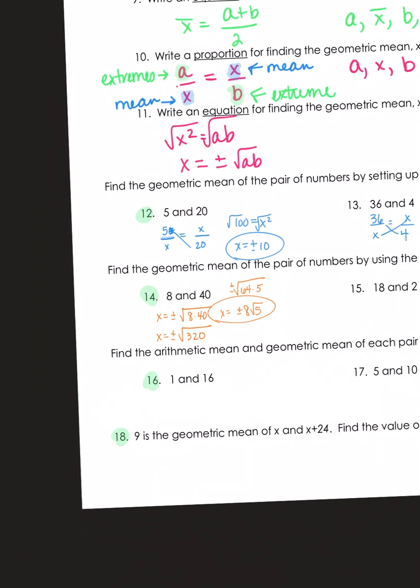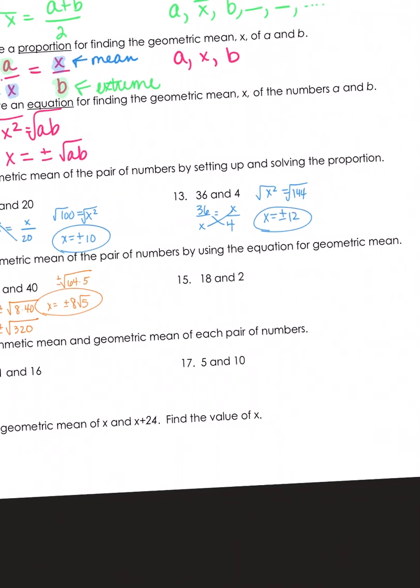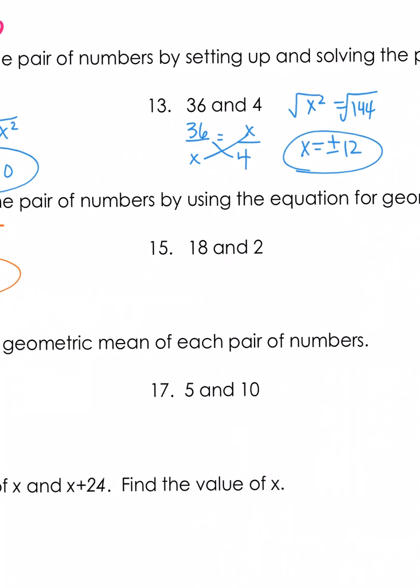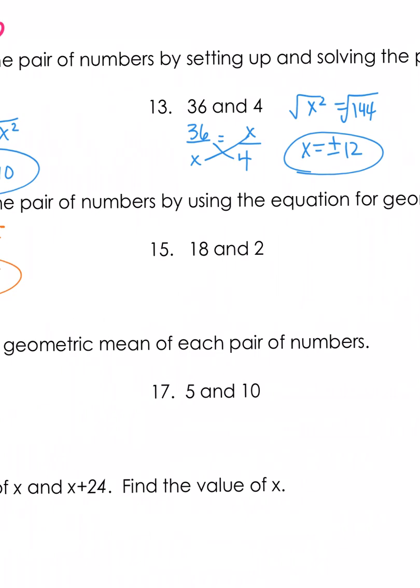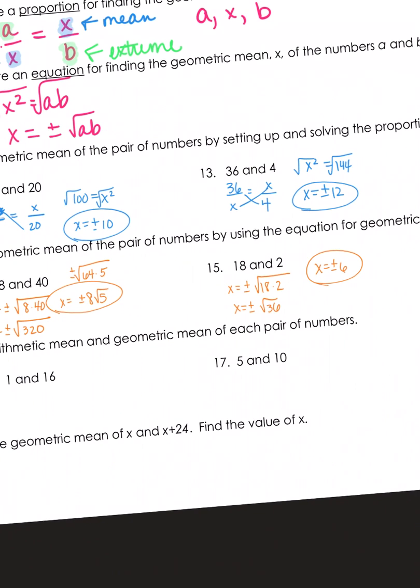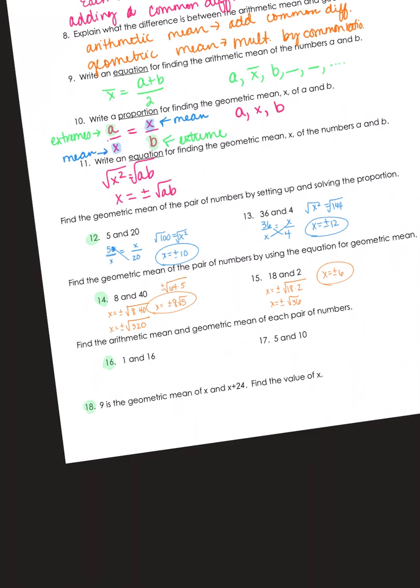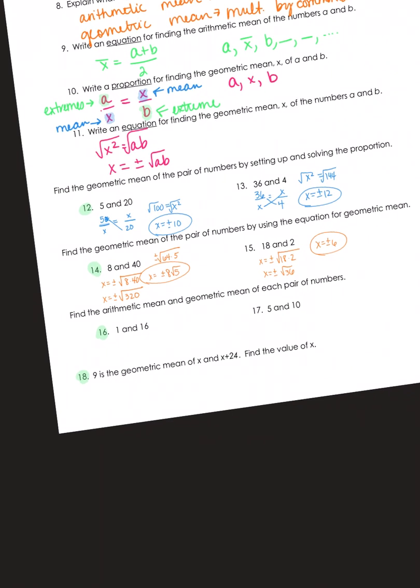Okay, let's take a look at number 15. So the formula we're going to do is x equals plus or minus the square root of the product of 18 times 2, which is 36. And the square root of 36 is 6. Okay, so that is finding the geometric mean using a proportion, and the geometric mean using the equation.